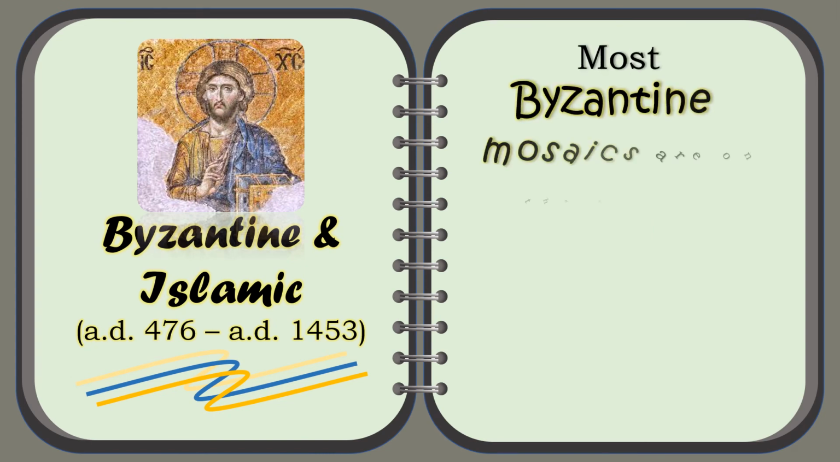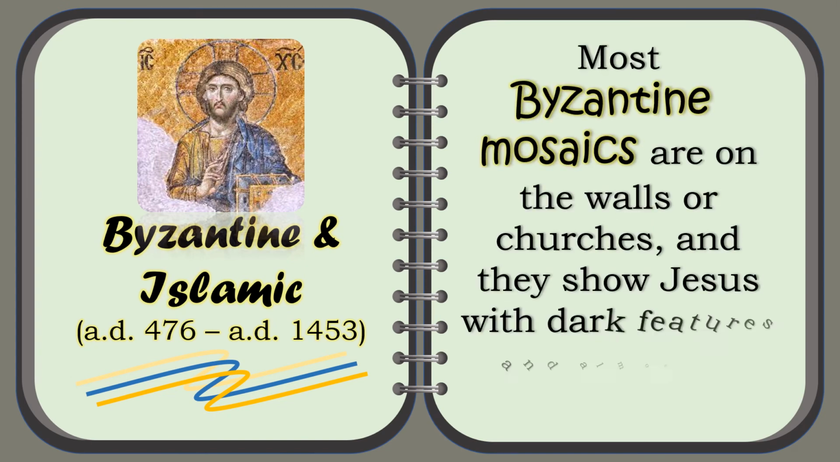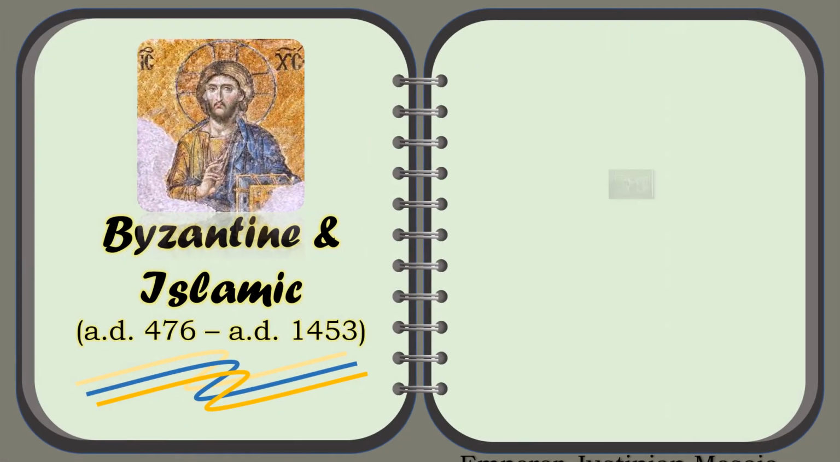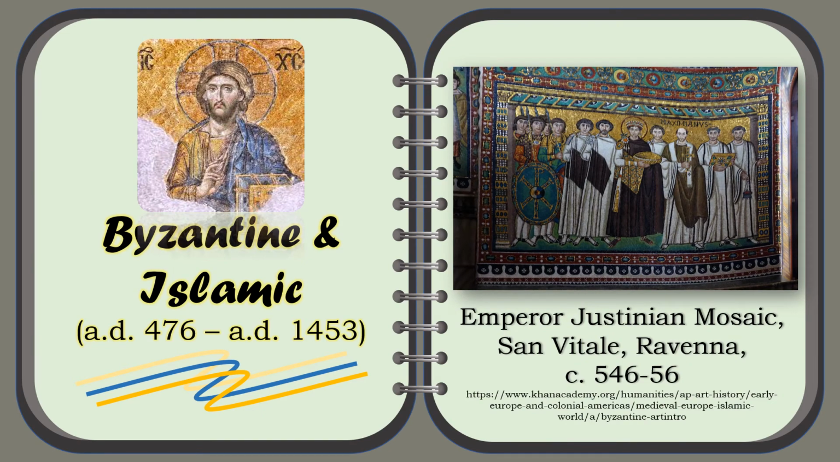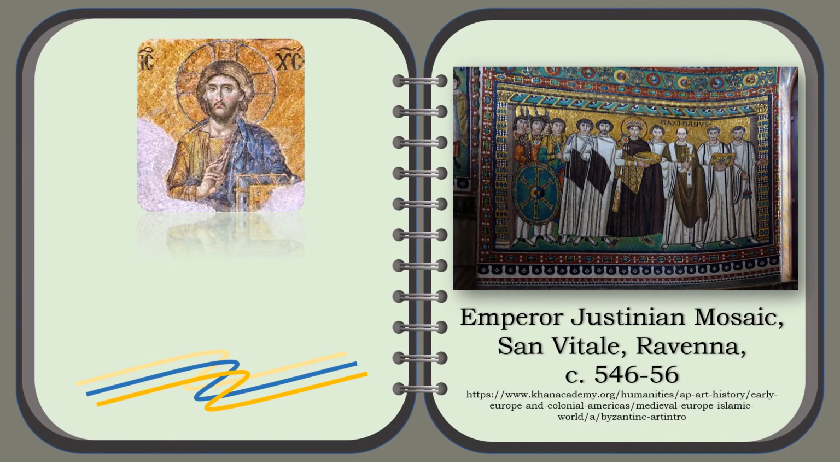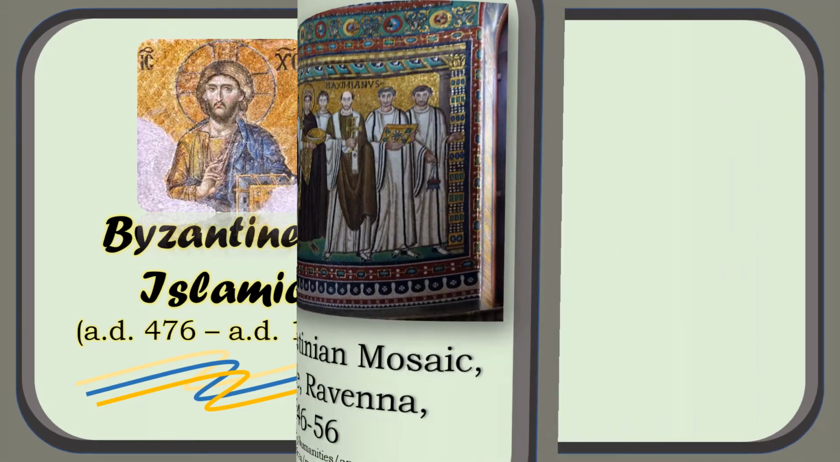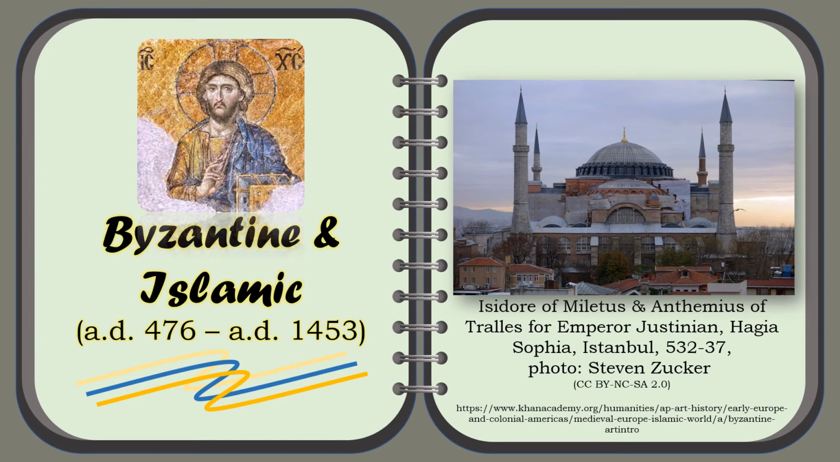Most Byzantine mosaics are on the walls of churches, and they have Jesus with dark features and almost an angry expression. Another example portrays the Emperor Justinian mosaic, San Vitale, Ravenna, around 546 to 56 AD. Another example is the door of Miletus and Anthemius of Tralles for Emperor Justinian, Hagia Sophia, Istanbul, 532 to 37 AD.